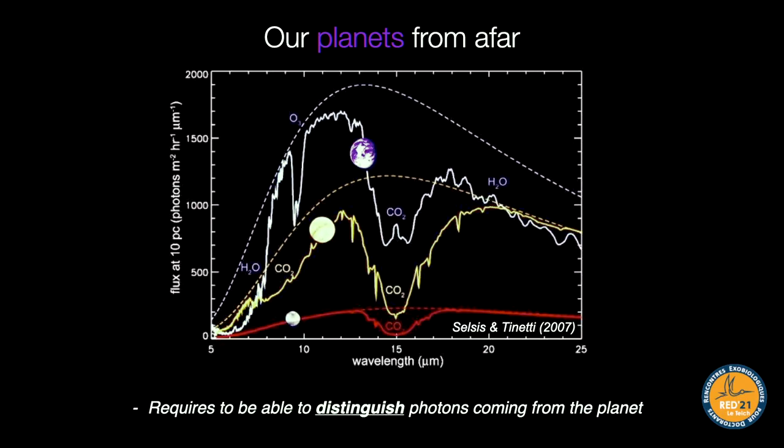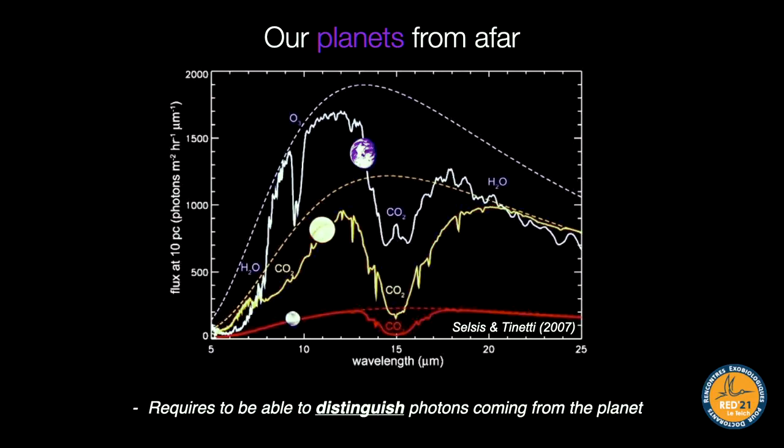But for a planet, it's exactly the same. If you look at our planets from afar, we're not going to see a picture of the planet, we're just going to see a spectrum, which is the luminosity of the planet as a function of wavelength. We see that the brightness, the flux that we receive from the planets, changes from one wavelength to another. This is due to the various molecules that we have in the atmosphere.